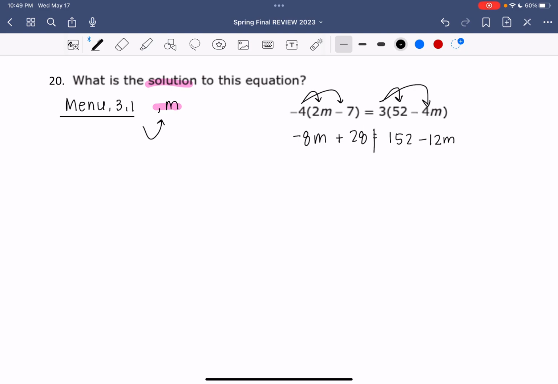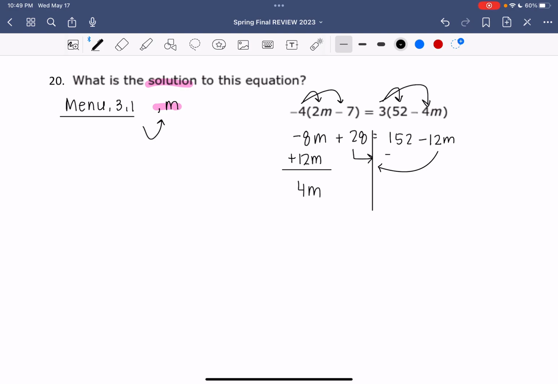All right, so now we do our railroad tracks, and I'm going to move my variables to the left side and all my numbers to the right. So I'm going to move this 12 over. Because it's a -12, I'm going to add 12. Remember, you must do the inverse. Okay, so -8 plus 12 will get us 4m. My 28 will come over here as well.